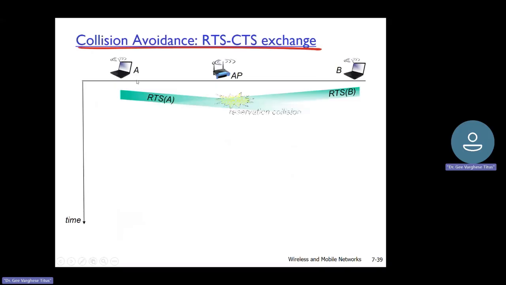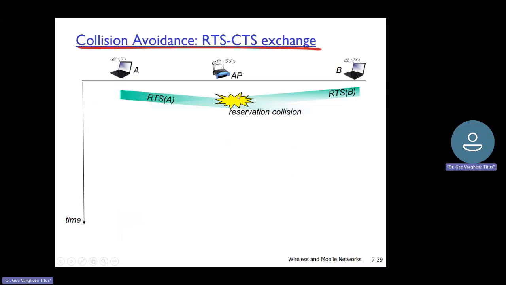Say you have two nodes A and B and your access point in between. They both want to connect to the access point, or they both want to send some information to the access point. So what do they do in the four-frame format? A sends an RTS to the access point. Likewise, B also sends an RTS to the access point.